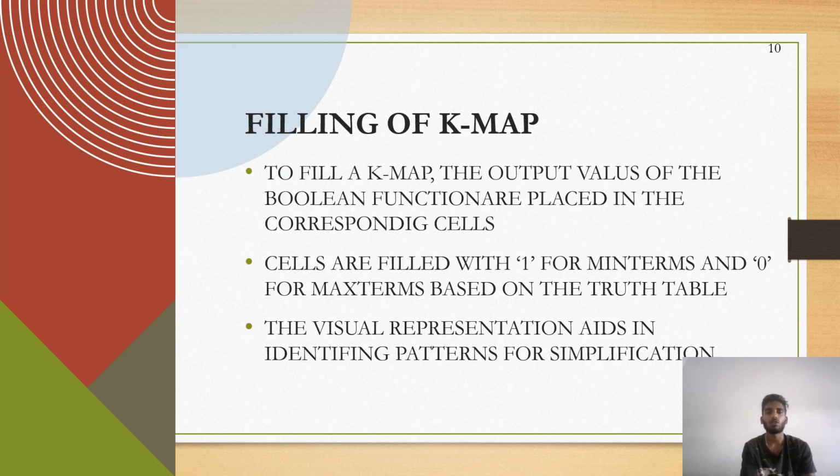Filling of K-map. To fill a K-map, the output values of the Boolean function are placed in the corresponding cells. Cells are filled with 1 for minterms and 0 for maxterms based on the truth table. The visual representation aids in identifying patterns for simplification.